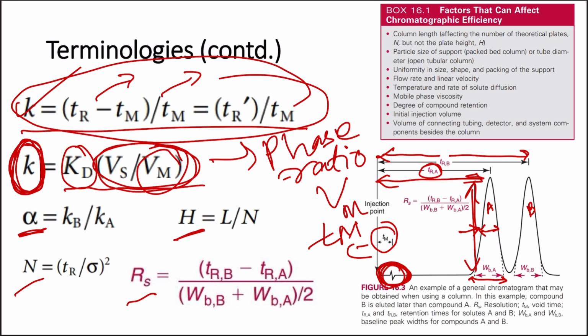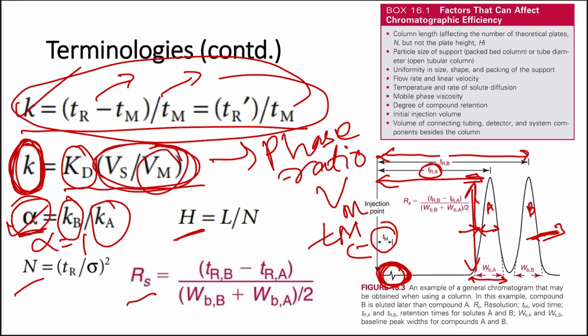Now coming to the next thing, that is the selectivity factor or the separation factor. It is the ratio of the retention factors of two different components. Here we have to put the retention factor of the compound which elutes later, as you can see, it is B here. So it will be Kb by Ka. If the retention factors are the same for two different components, then the value of alpha will be 1. It means the two components will not be seen as two different peaks, and it will be difficult to separate them by chromatography. So this is about the selectivity factor.